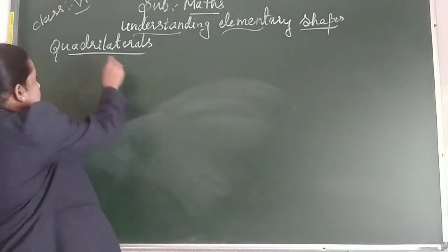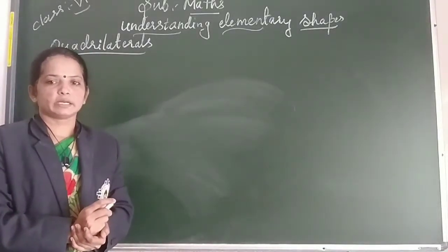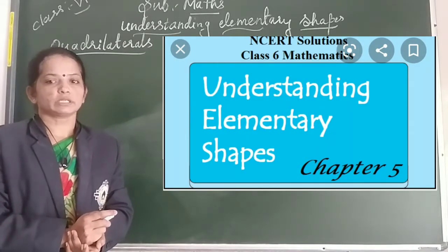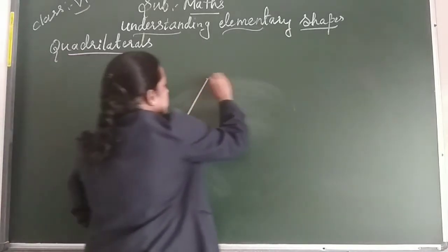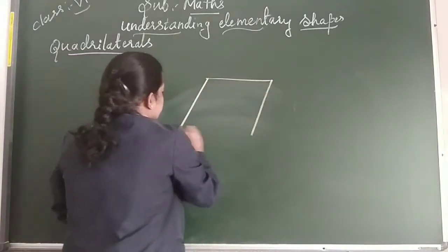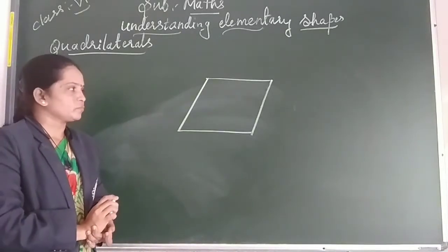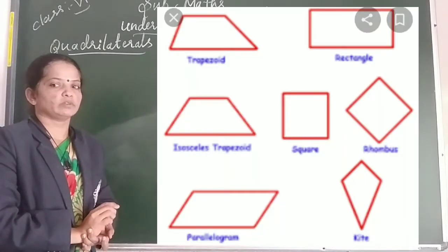So first, what do you mean by quadrilateral? A quadrilateral is a four-sided polygon. A polygon is a closed curve with line segments. So here this is a quadrilateral. A four-sided polygon is called a quadrilateral. So what are the kinds of quadrilateral we get?